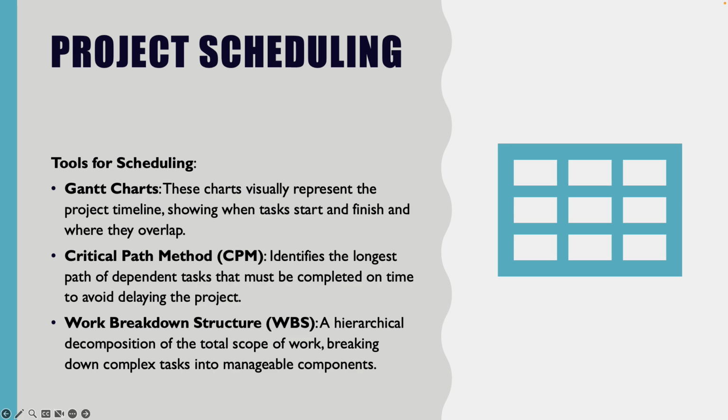Second, the critical path method. This tool identifies the longest sequence of dependent tasks that must be completed on time to ensure that the project isn't delayed. And third, work breakdown structures. The WBS is a hierarchical decomposition of the total scope of work into manageable components.